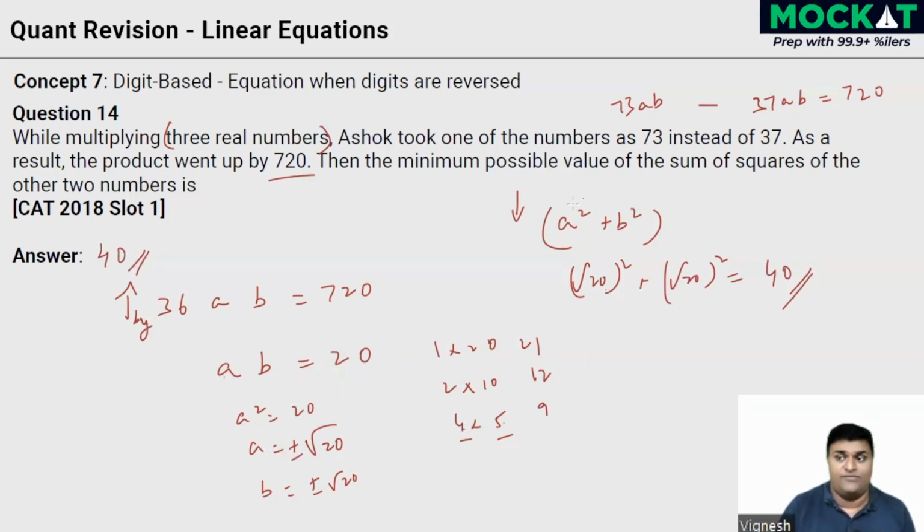We have taken 4 and 5. 4 square would have been 16. 5 square is 25. So it'll come to 41. That's not the minimum. The minimum is 40.